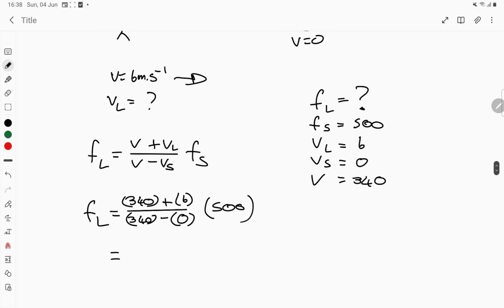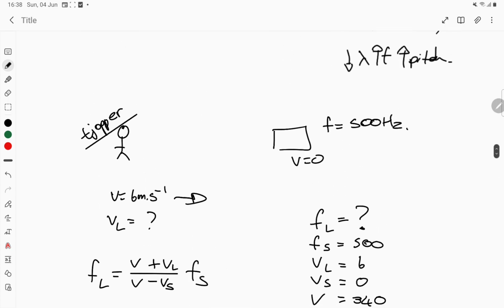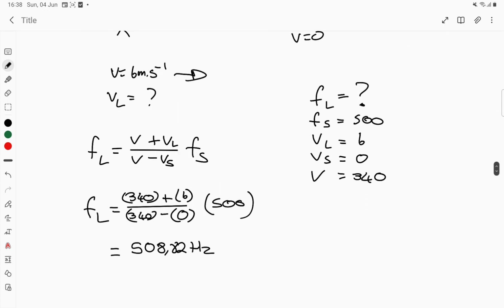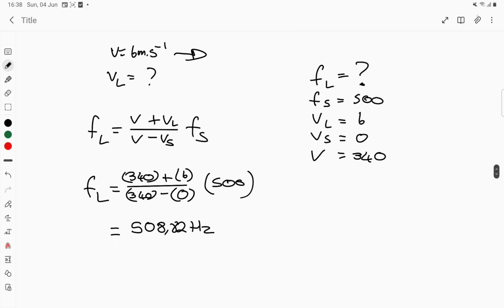We said it's going to be higher, right? So let's take a look. We get 508,82 hertz. Makes sense, eh? Because they're going towards each other, so the frequency will always be higher. All right, let's take a look at the next example.